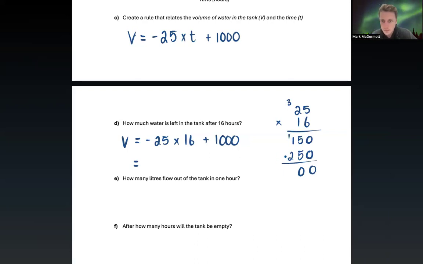So 400. Does that sound about right? Yeah, that sounds about right. So 400 plus 1000. 400 plus 1000 is 1400 liters. Now, do a sanity check. Does that make any sense? No, because there's only 1000 liters in the tank to begin with.